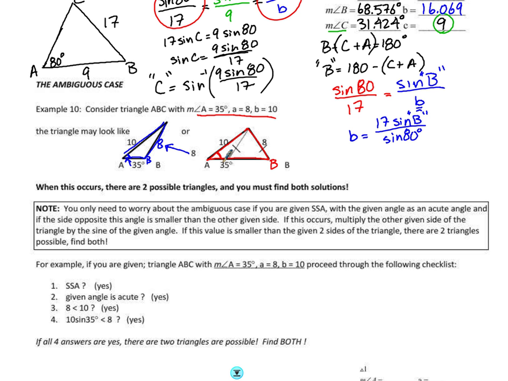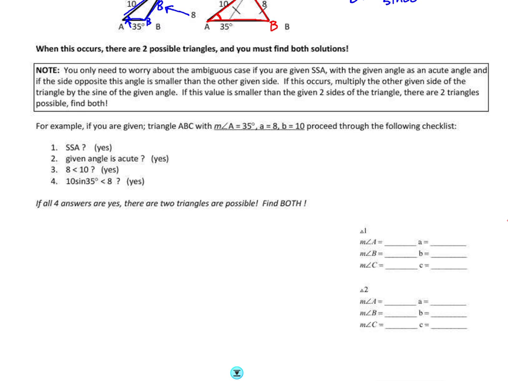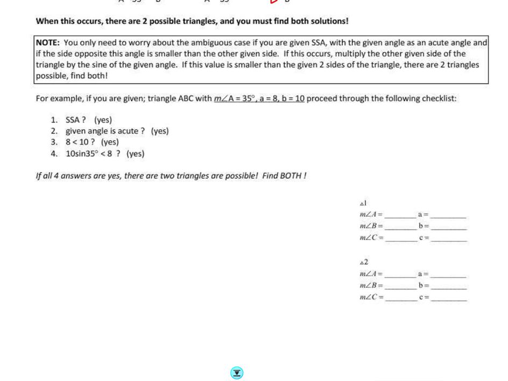So we have some criteria here to walk through. If those 4 criteria are true, then you know that you have 2 triangles to find in this process. So let's walk through the first one together. If all 4 answers are yes, then there are 2 triangles possible, and we have to find both. Since we know that this is side-side angle, and the angle given to me, 35 degrees, is acute, and 8 is less than 10, and 10 times the sine of 35 is less than 8, I know that there's going to be 2 triangles that I have to find in this process.